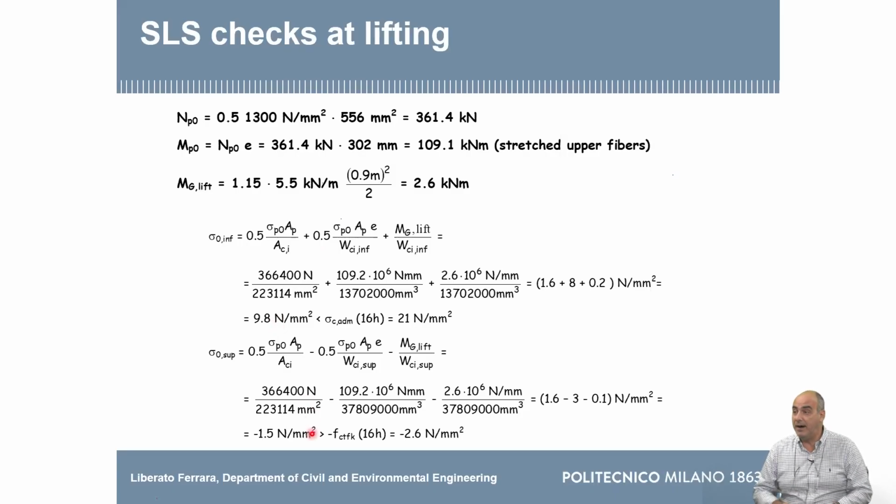But we observe that with respect to what we have seen before in the mid-span cross-section, where also at the top we had slight compression, here we have a tension. Here we have a tension of 1.5 megapascal, which is still within the limit because the limit is 2.6. But we have tension. And, you know, having the tensile stress lower than the tensile strength, you can say it's not cracked.